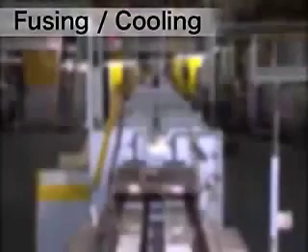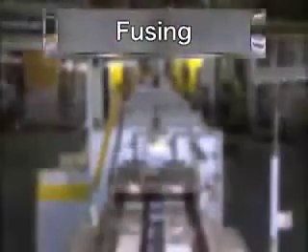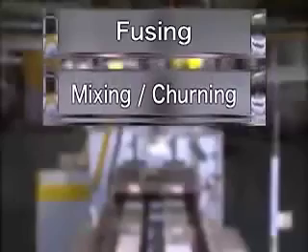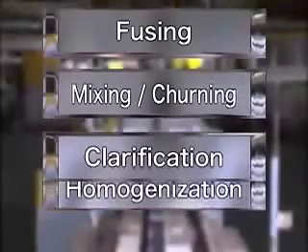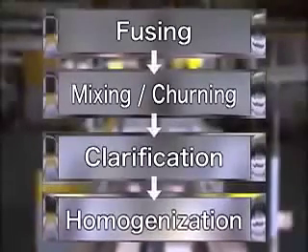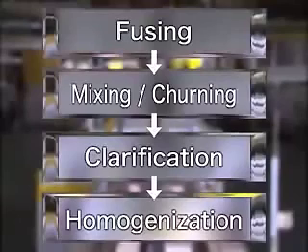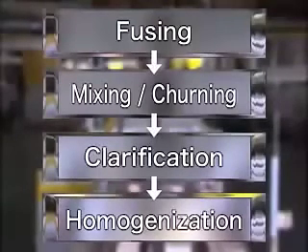To ensure optimum quality, the glass is cast into a continuous fusing machine. The glass is again melted at about 1300 degrees Celsius, mixed and churned, clarified and then homogenized. Having completed this process, the material becomes homogeneous liquid glass free of air bubbles.